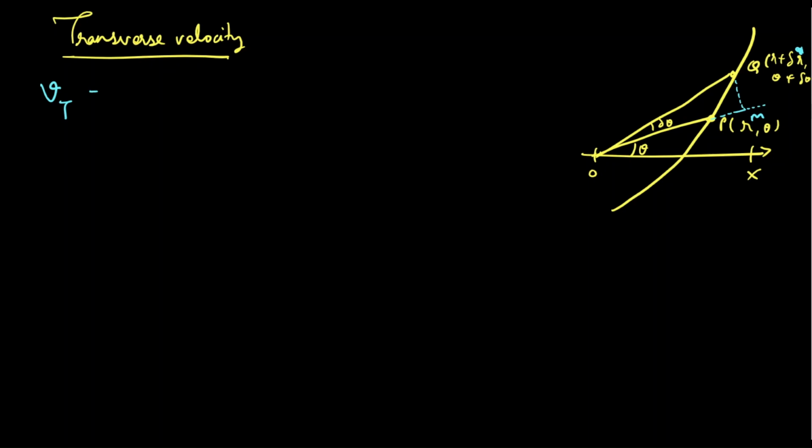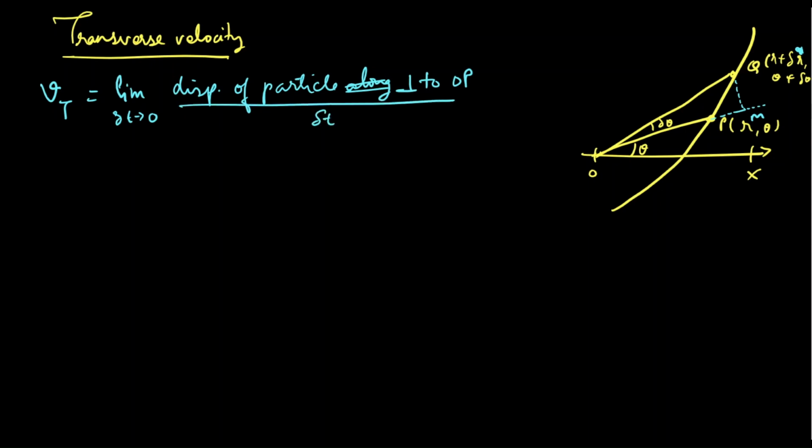So transverse velocity Vt is given by limit del t tends to 0 displacement of particle perpendicular to OP over del t, which can be written as limit del t tends to 0 QM over del t. Now QM can be written as OQ sine of del theta over del t.